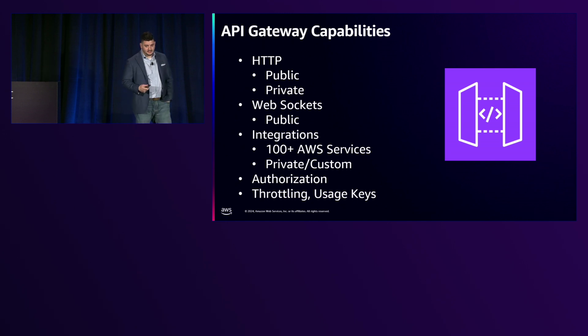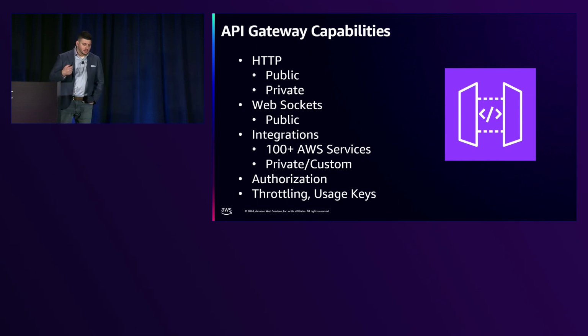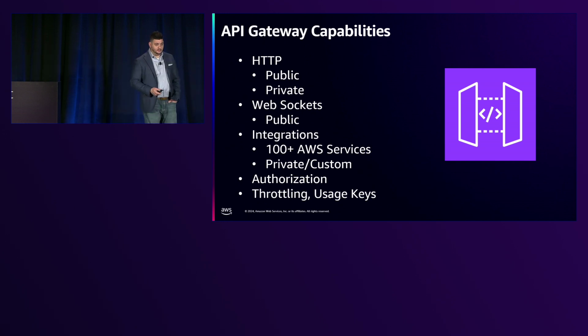We support public APIs, that is, internet-facing APIs, as I mentioned. And over time, we added the ability to have private APIs, that is, internal to a service, internal to a private enterprise organization. Later, we launched WebSockets for applications that needed streaming or asynchronous workloads. And we integrated with over 100 AWS services as targets of API Gateway. Additionally, API Gateway will perform authentication, authorization, throttling, usage keys, and so forth to help customers manage their APIs for their platform.